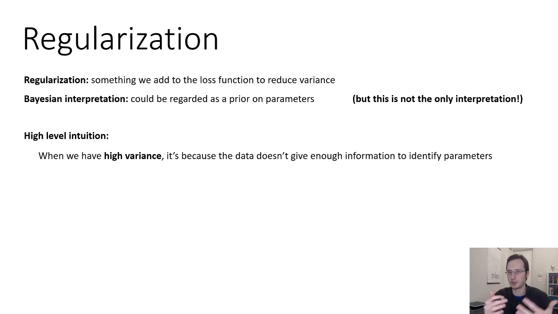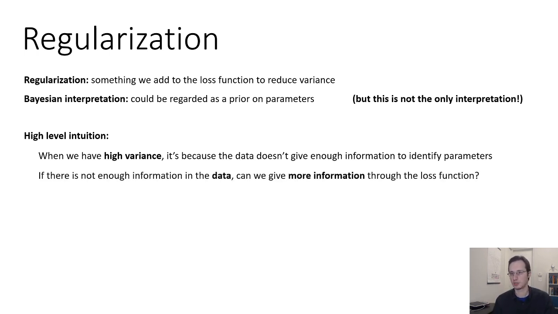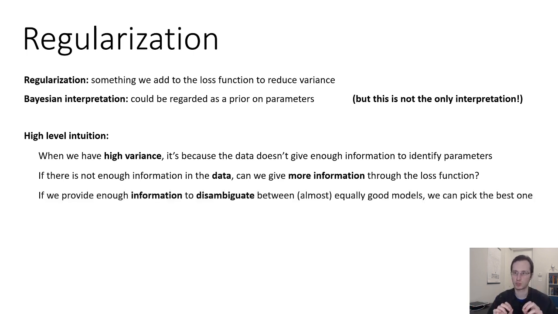And maybe some of them are a little bit better than others. There's also noise in the data, so we might not even want the one that's the best fit. But deep down, the issue is that there's not enough information in the data to pick one of the many possible functions, which all look equally good in terms of the empirical risk. So we need to somehow provide a little bit more knowledge. If there's not enough information in the data, can we give more information to the algorithm through the loss function? If we provide enough information to disambiguate between a bunch of almost equally good models, maybe we can get the algorithm to actually pick the right one.